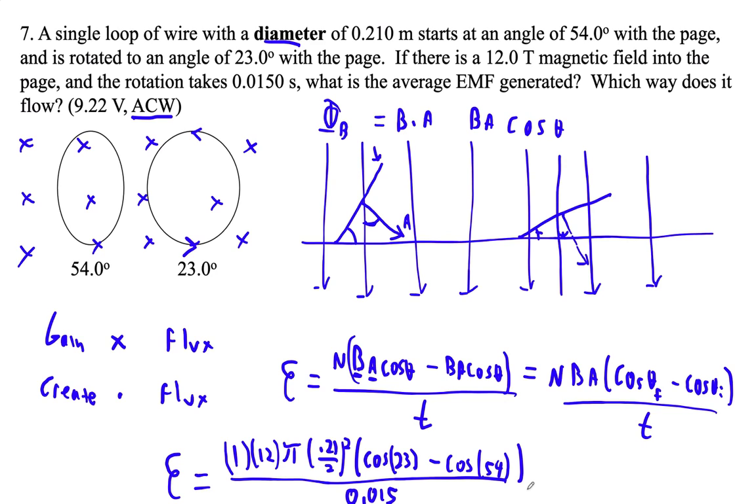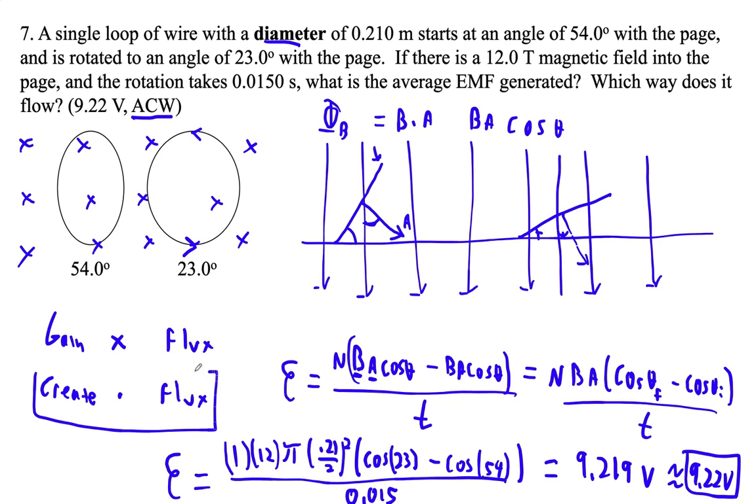Let's see if we have a syntax here. Ooh, we have the right answer. Who'd have thunk it? 9.219 volts, or about 9.22 volts. Okay, and it's anti-clockwise because we're gaining flux into the page, so we create flux out of the page, right? So it's going to be anti-clockwise. All right.